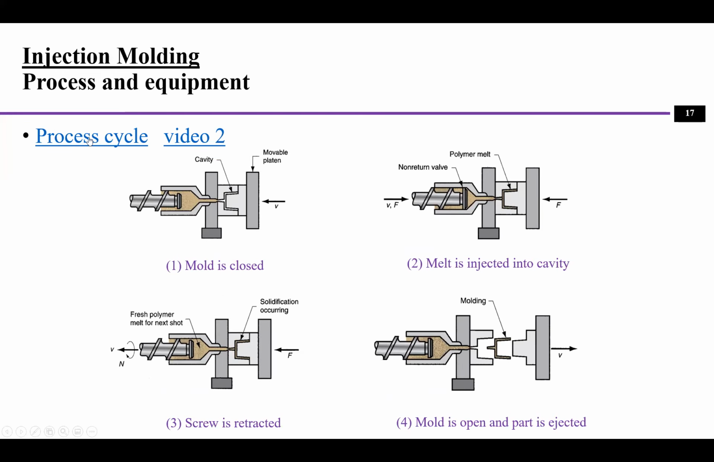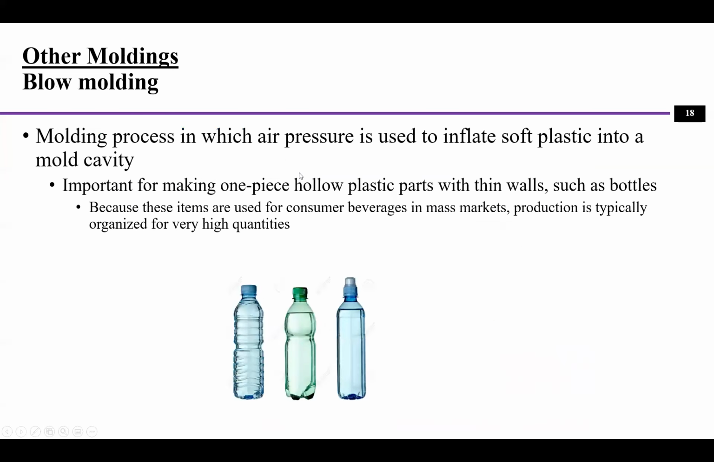And you can watch all these videos to have a better understanding of the process. The first stage is the mold is closed, and then melt is injected into the cavity, right? Injecting into the cavity, and you see it's filled with a polymer melt. And the third one is the screw will be retracted, and then the mold is open, so the part can be ejected. So this is the injection molding process.